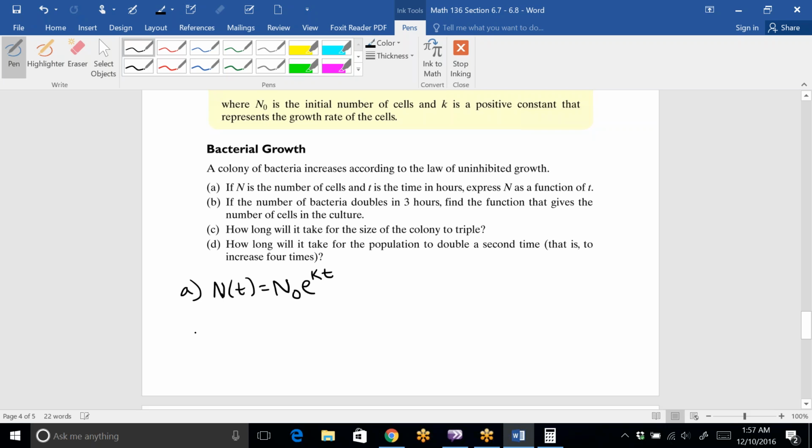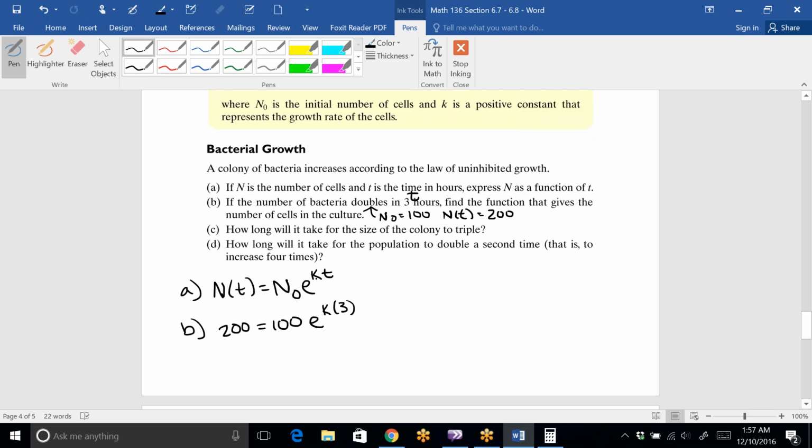It's just our formula. Part B, if the number of bacteria doubles in 3 hours. Okay, so that means that, let's say n sub 0 is 100. So now n of t would be doubling that, so it'd be 200. So we're just making up an example where something is doubled. 3 hours is our time. We want to find the function that gives the number of cells in the culture. So we need to plug in what we know. So this is 200 equals 100 e to the k times 3 for hours. When they want us to write the final function, they don't want us to give them everything.